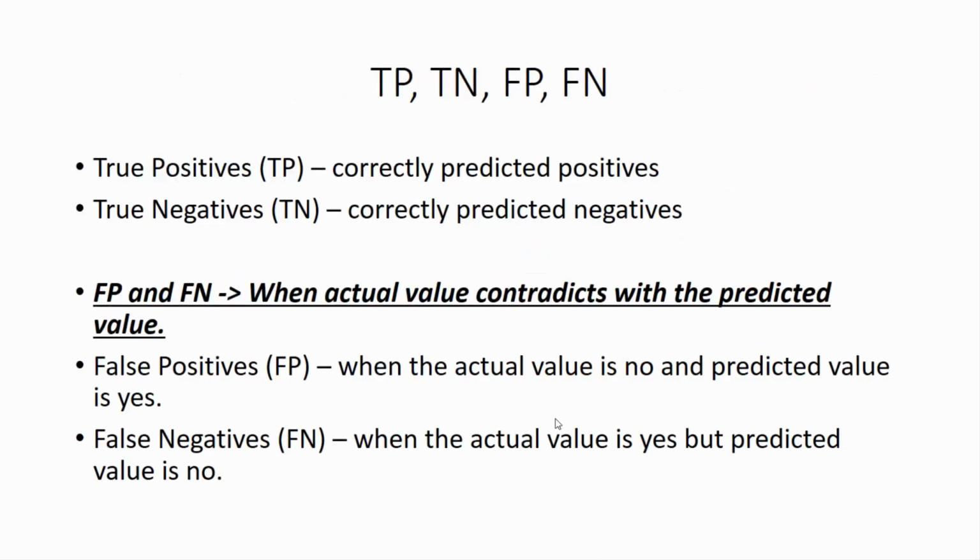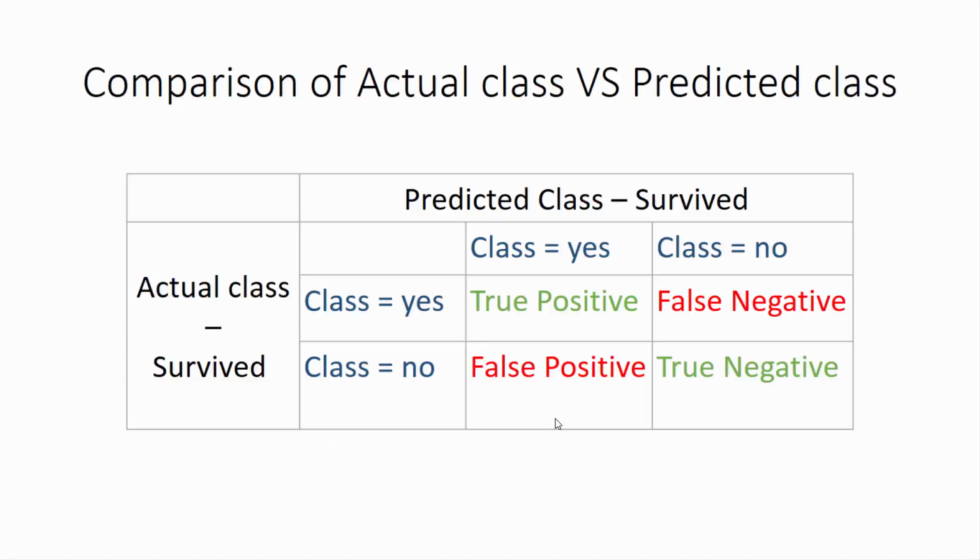After that, we have false positives and false negatives. These values occur when your actual class contradicts the predicted class. Let's say for false positives, the actual class says this passenger did not survive, but the predicted class tells you that this passenger will survive. Similarly, for false negatives, the actual class value indicates that this passenger survived and the predicted class tells you that this passenger will die. Therefore, these are incorrect predictions and we want to minimize these.